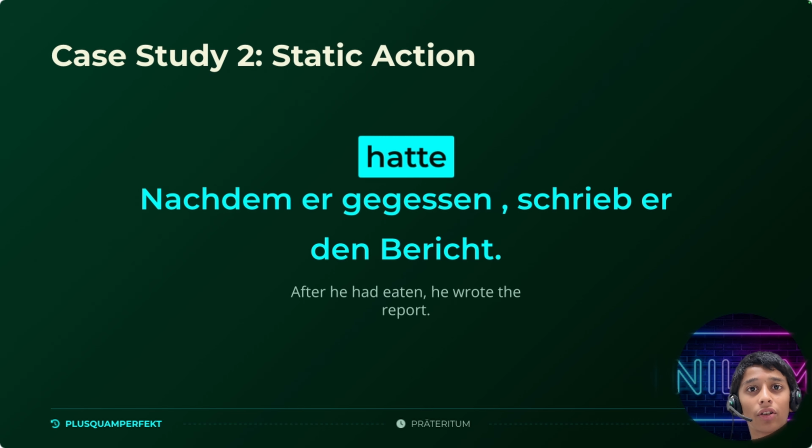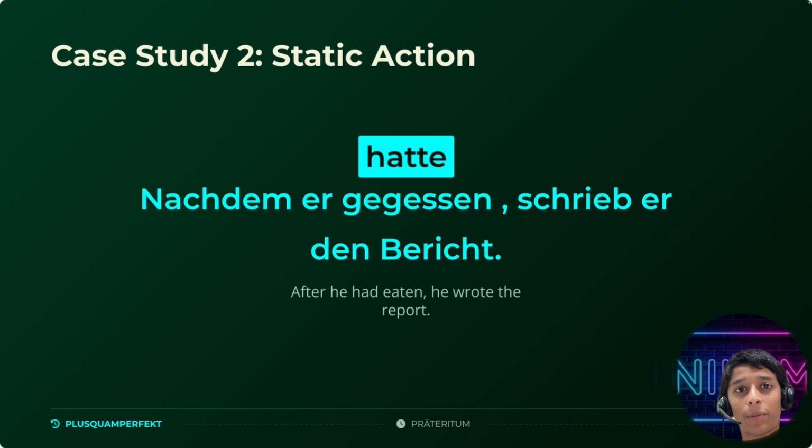Now compare that to a non-movement example. Nachdem er gegessen hatte, schrieb er den Bericht. After he had eaten, he wrote the report. Essen, to eat, isn't movement or a change of state. It's a regular transitive action. So it takes hatte. Nachdem er gegessen hatte.